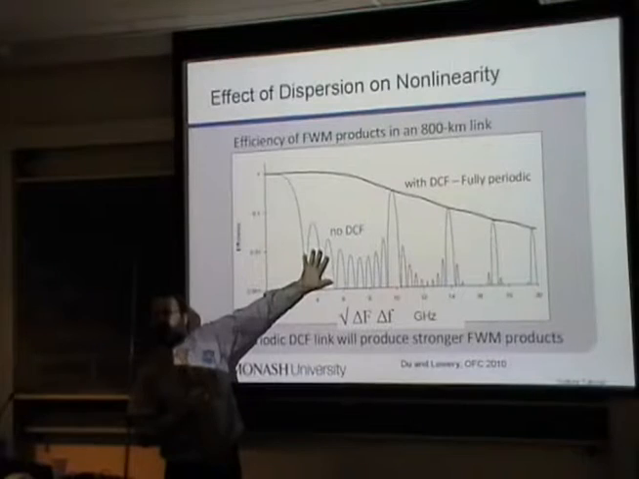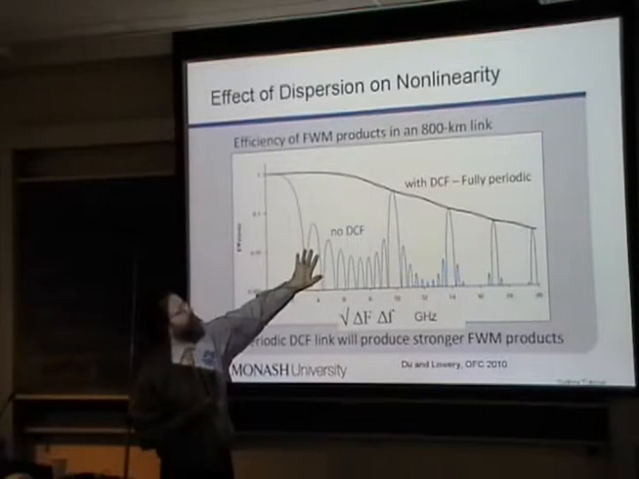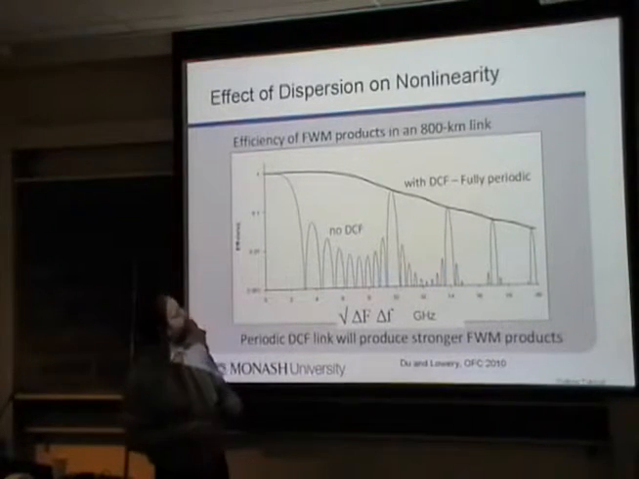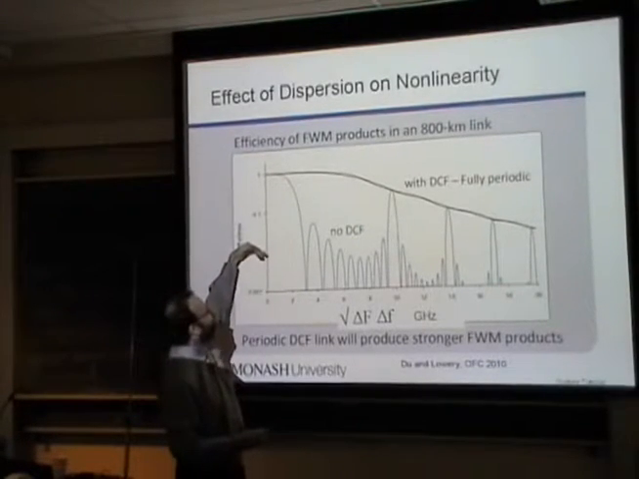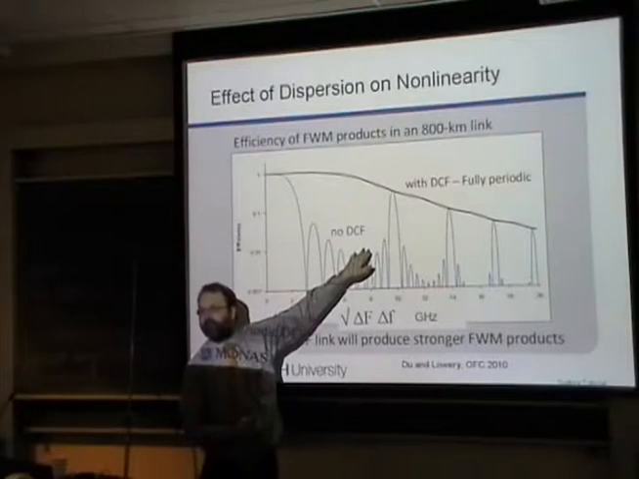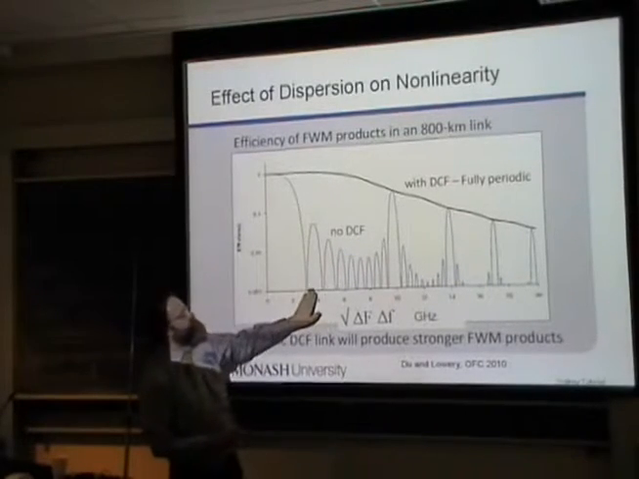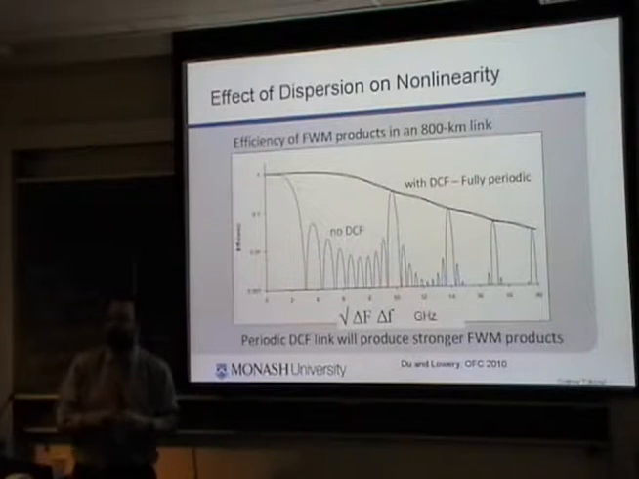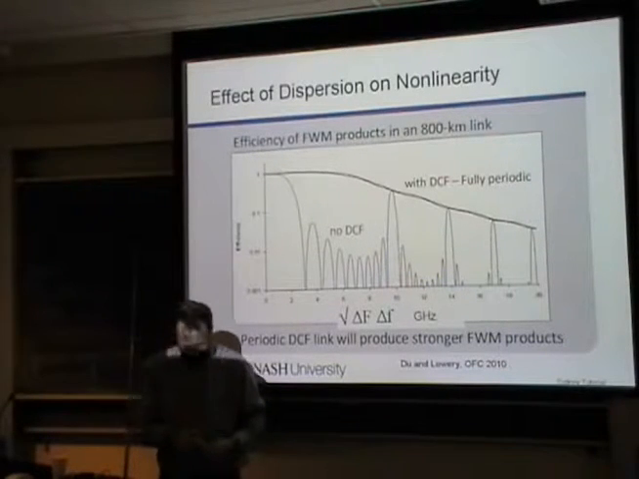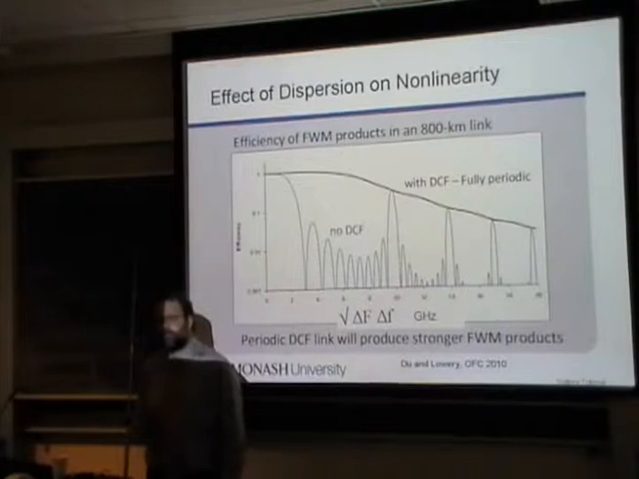With no DCF, people call this greenfield, throw away dispersion compensated fiber, the four-wave mixing efficiency drops rapidly, and this is about 1%, very quickly at high frequencies. And so that's why people want to get rid of dispersion compensating fiber. Any questions?